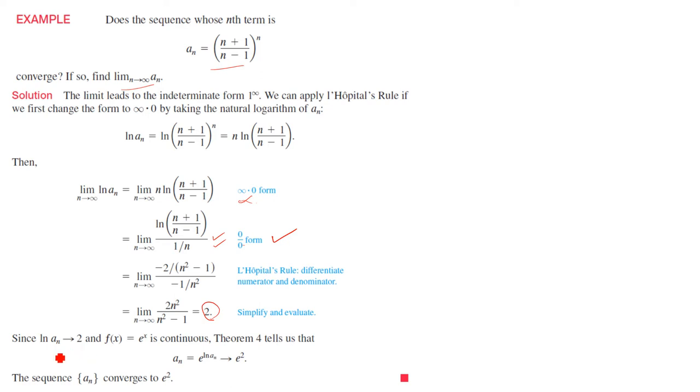Now since ln a_n approaches 2 and f(x) equal to e^x is continuous, a_n is equal to e to the power ln a_n, which approaches e squared, and this implies a_n approaches e squared. Thus this sequence converges.